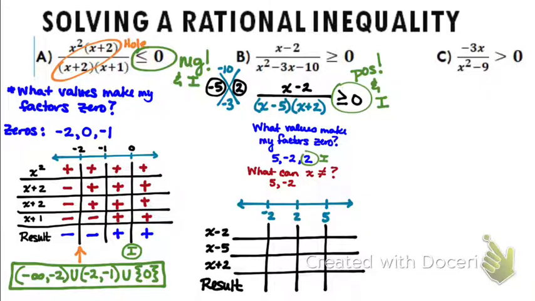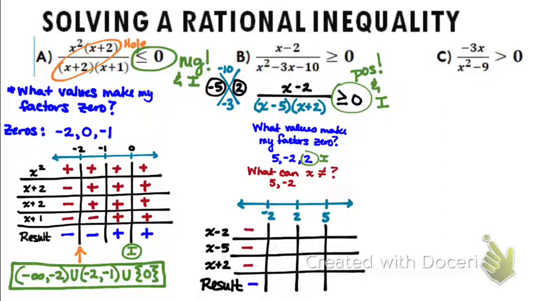If I pick a value over here, give me a test value that's smaller than -2. -3. What happens when I put that into the first factor? It's negative. What about when I put it into x minus 5? Negative. X plus 2? Remember, you told me test value of -3. It's going to be negative. If I multiply 3 negative numbers together, I get a negative result.